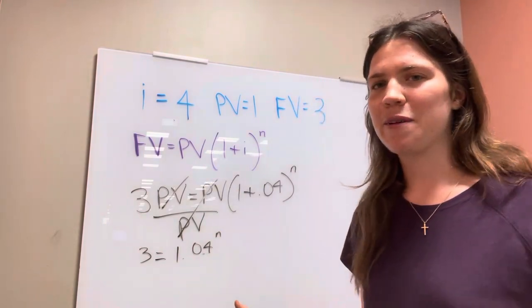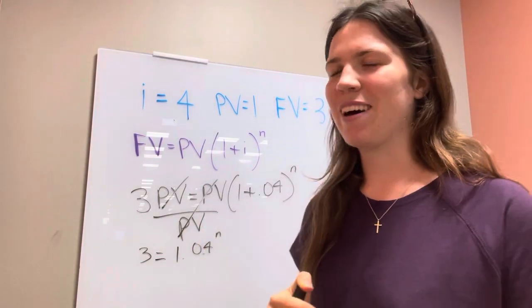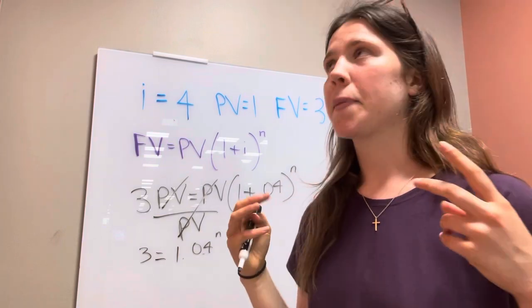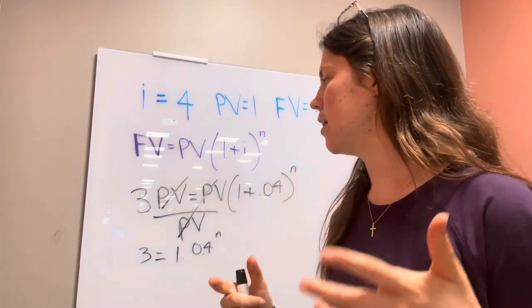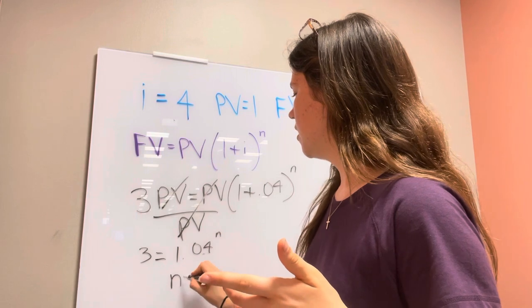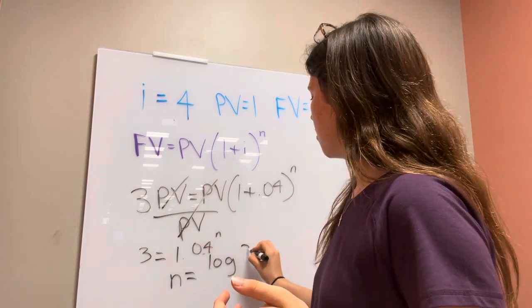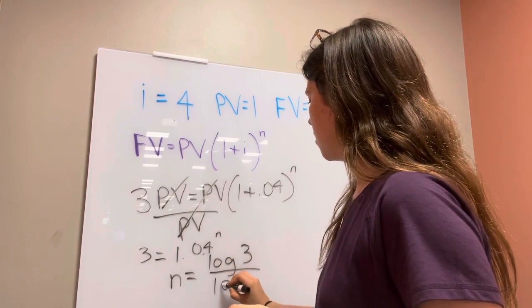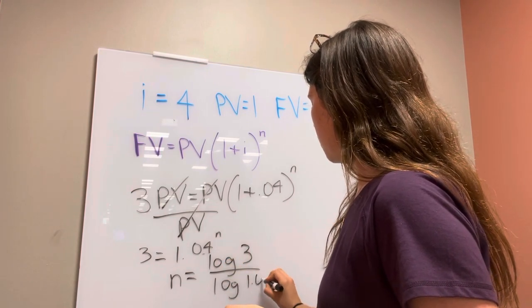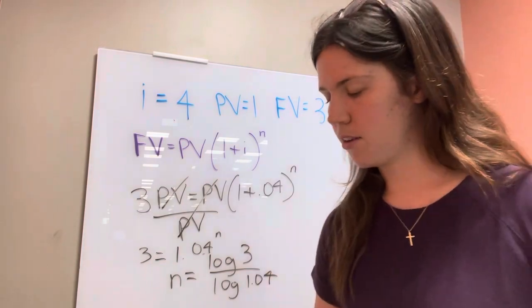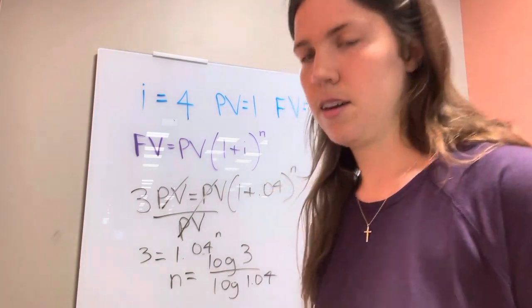And you might be like, okay, what do we do now? We have to throw back to math in high school. You use either log or ln to get n over here. So let's just use log for this example. You're going to go n equals log 3 over log 1.04. And I'll show you how to do this on your calculator.